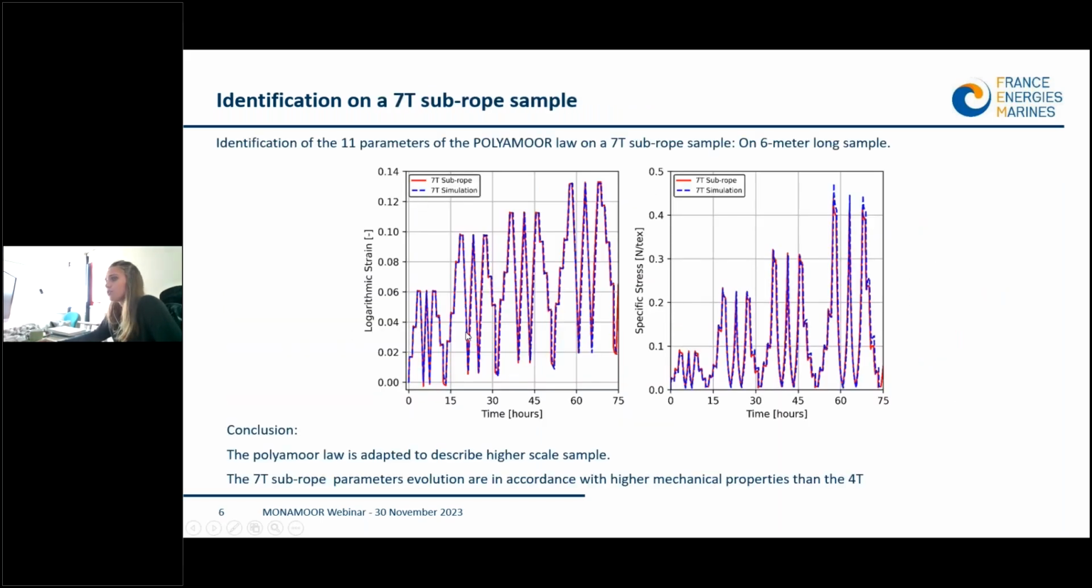So here is the result after the identification on the 7-ton subrope scale. So again, you have here the logarithmic strain versus the time. Here it's the strain that is plotted, and here we have the same experiment for specific stress. In blue, it's the simulation when using the Polyamide law and the identified parameters, and in red, it's the experimental results. So we can see that the law is adapted to describe more realistic construction.